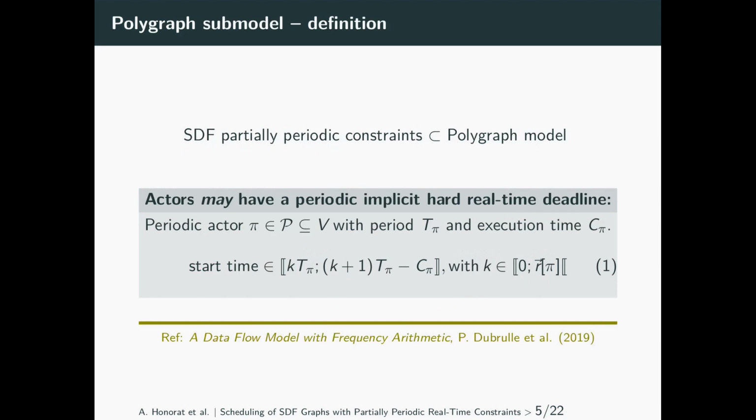Such constraints applied on SDF actually are a submodel of polygraph. If an SDF actor is described as periodic, its multiple firings follow the standard periodic model of Liu and Layland. Each periodic firing is made available every t time units, t being the period. The hard deadline is also of period t. The periodic actors are a subset of all actors of the SDF graph, denoted P with calligraphic style.